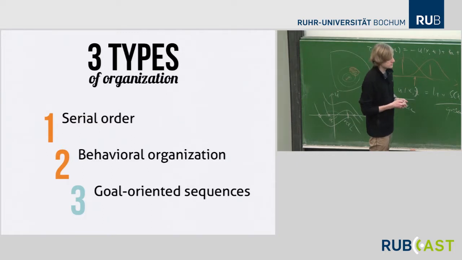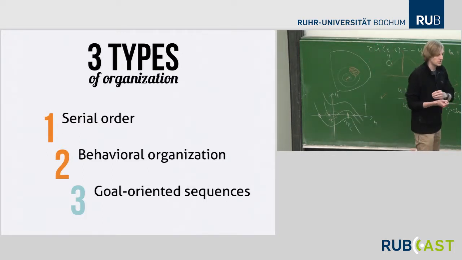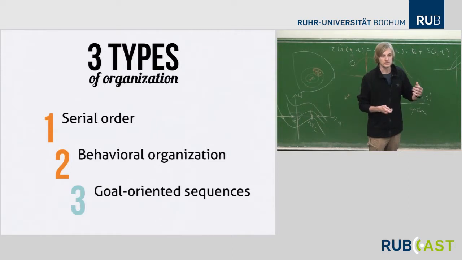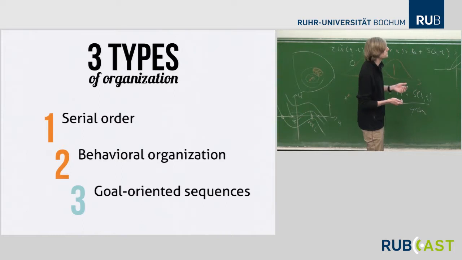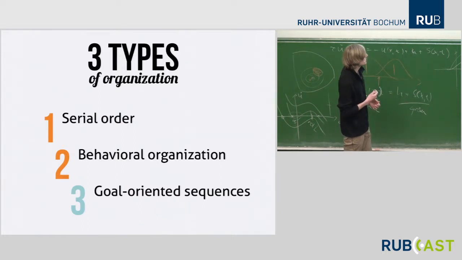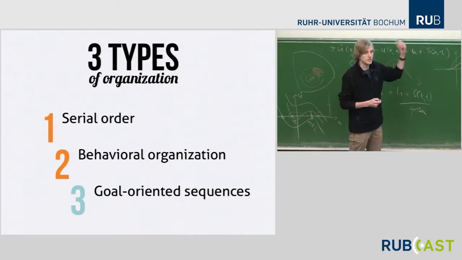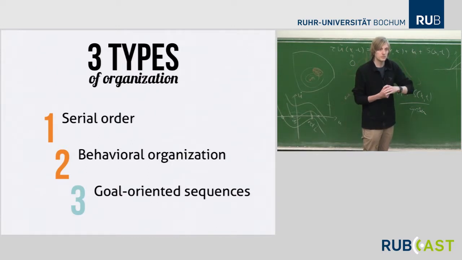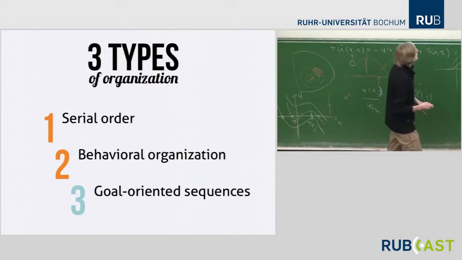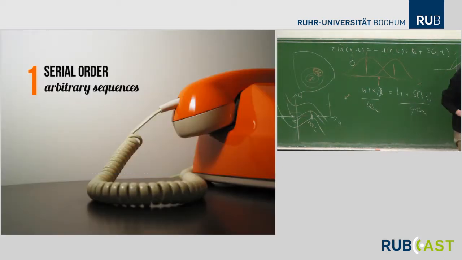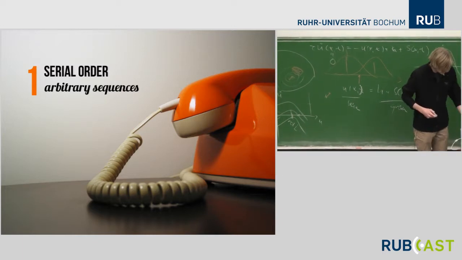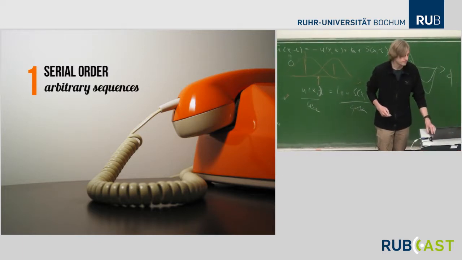Behavioral organization is a bit more flexible. So there you could actually do sequences of very different things, like moving your arm and moving your head, or putting something into memory. Also, in behavioral organization, we care much more about these constraints that I talked about before, where you say, okay, these things can run simultaneously. The other things have to be in this kind of sequence. Goal-oriented sequences, I'll say a word about later. So let's look at these serial order things first.